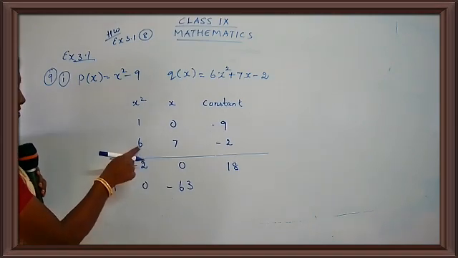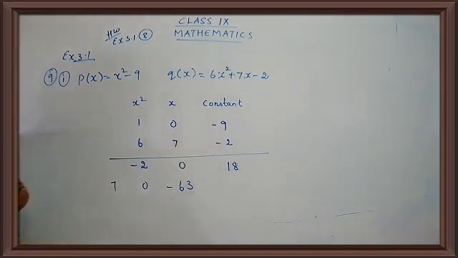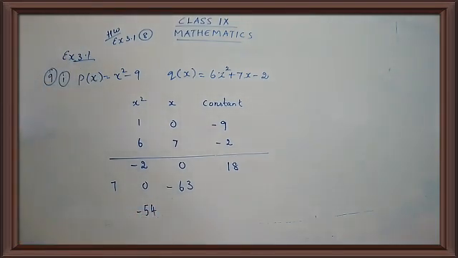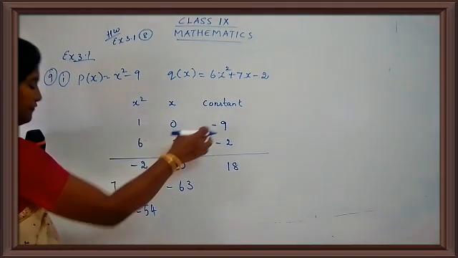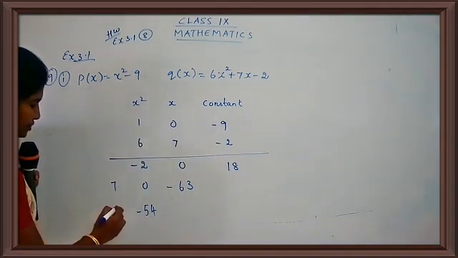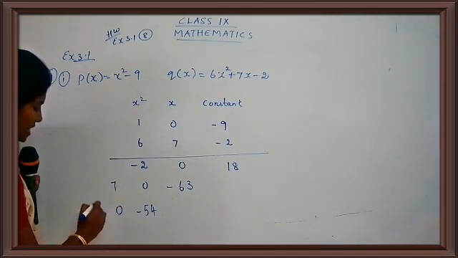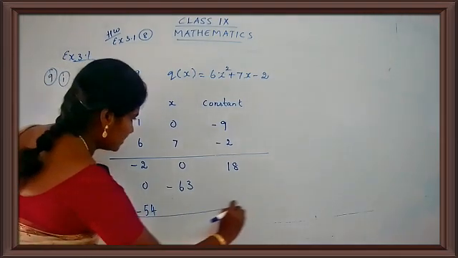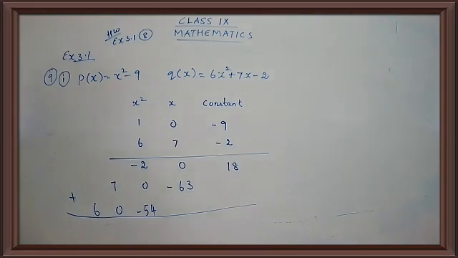So, this is 6. 6 into minus 9. 9 sixes are 54. How many negative signs? Only one negative sign. So, what is the answer? Minus 54. Next, 6 into 0, 0. 6 into 1, 6. And we are going to add all the numbers. Let's add all the numbers.